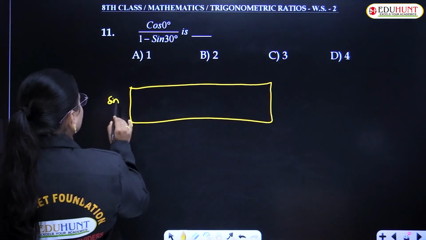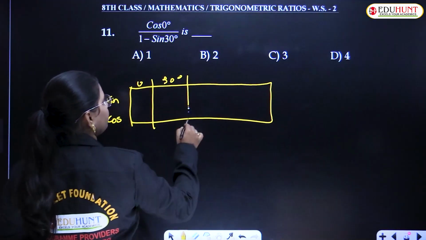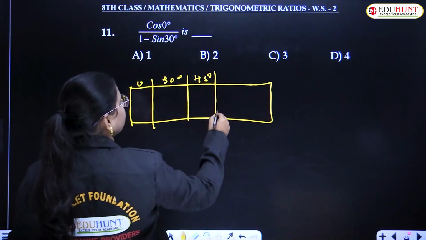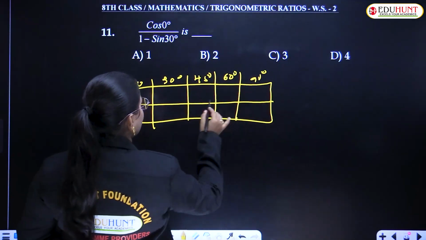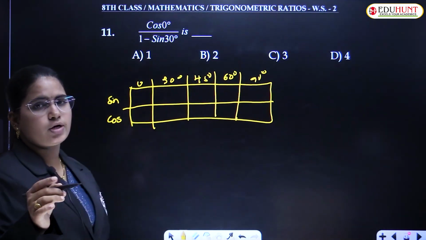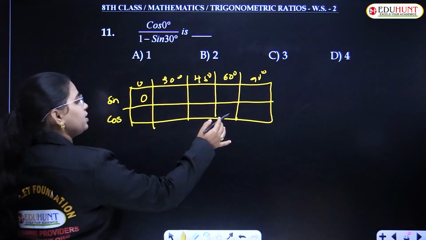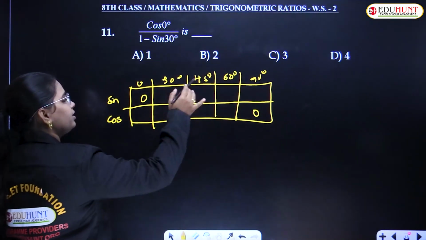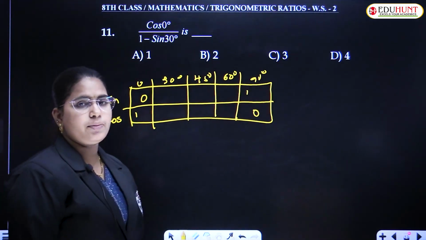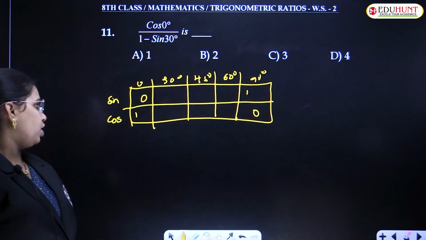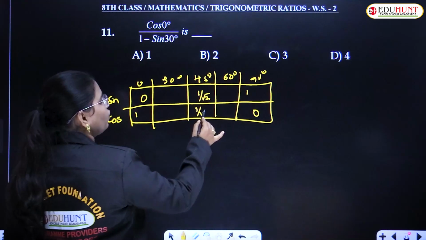This is sine, this is cos, with 0, 30 degree, 45 degree, 60 degree and 90 degree. So what is sine 0? Come on with me, hurry up guys. Sine 0 is 0, right? And cos 90 will become 0. Sine 90 is 1, and cos 0 is 1. It is reversed, because both are complementary angles, as I have told you, right? Exactly at 45 degree, it takes the same value, which is 1 by root 2, 1 by root 2.